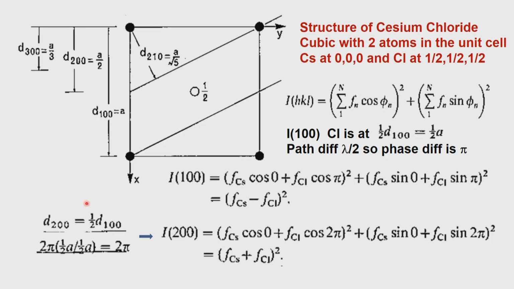So, how does this happen? This happens because d 200 is half of d 100, and that is therefore 2 pi times half of A. This is capital D hkl by small d hkl. The capital D hkl is half A. The small d hkl is also half A because we are now considering the reflection 200, which is halfway between 100 and the origin, and therefore, we have a 2 pi value corresponding to the phase difference, and that is what has appeared here. So, if you now study this particular slide carefully once more, you will see that it is very easy to identify how these contributions are coming.